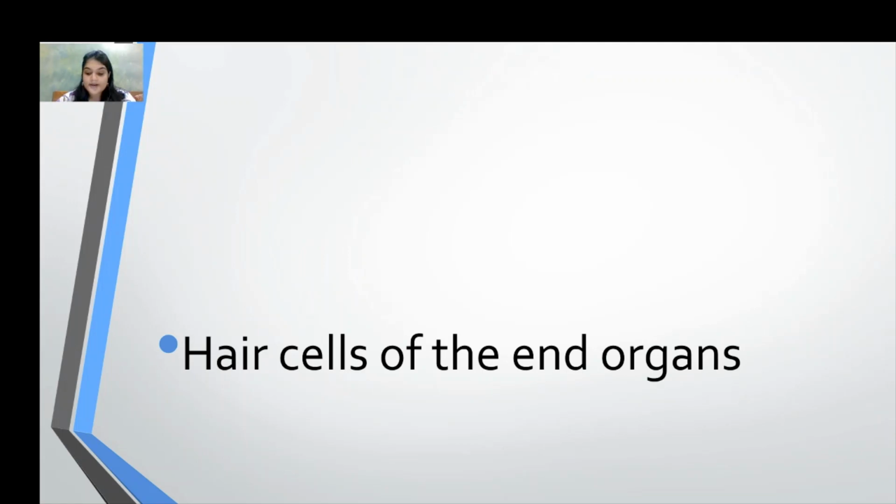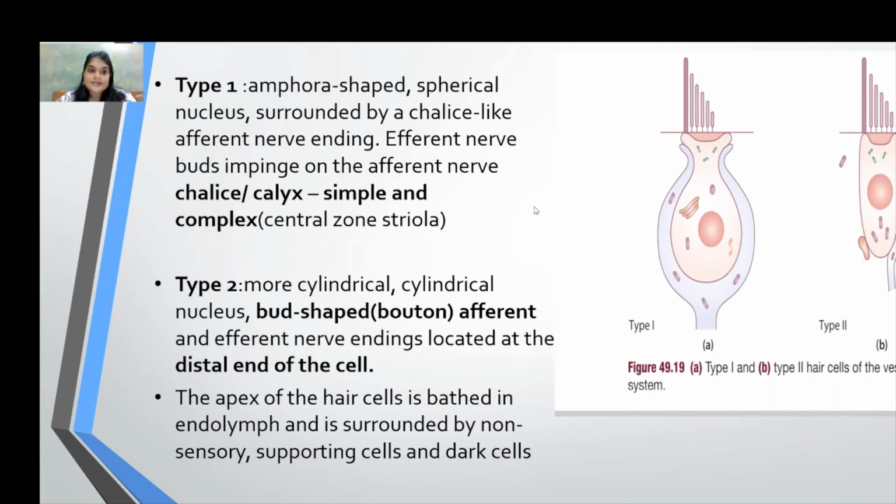Hair cells of the end organs. There are two types of hair cells, type 1 hair cells and type 2 hair cells. Type 1 hair cells are amphora shaped with a spherical nucleus. They have a calyx like afferent nerve ending. So this is the calyx. It is like a calyx or chalice covering the hair cell. So this is the afferent nerve ending.